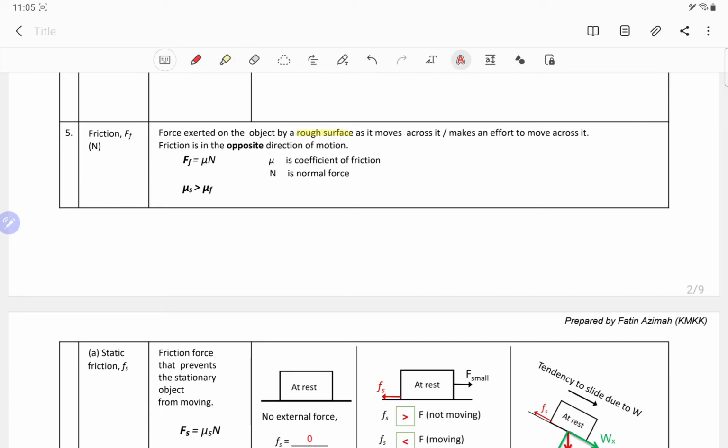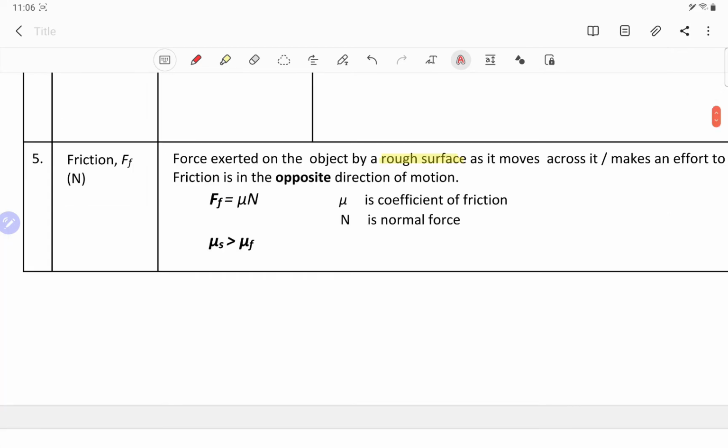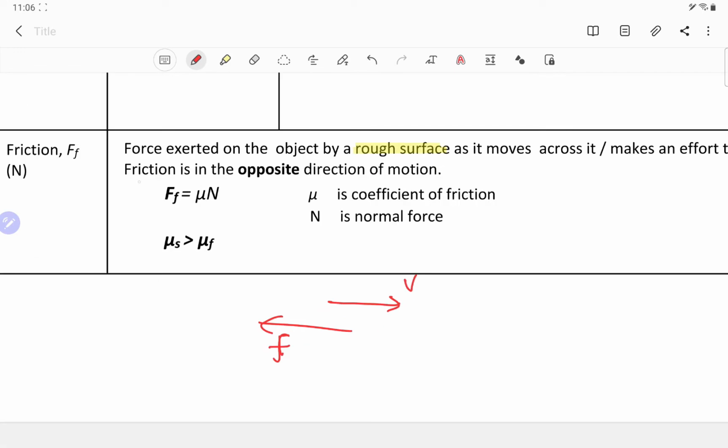And then, if the question says the smooth surface, permukaan yang licin, we assume there is no friction force. The direction of the friction force is opposite of motion. So, let's say, objek kita bergerak ke kanan. Okay, so arah friction force kita akan opposite dengan direction tersebut. So, this is the keyword: friction sentiasa opposite dengan arah motion. Bukan arah force, bukan arah applied force, tapi arah motion.